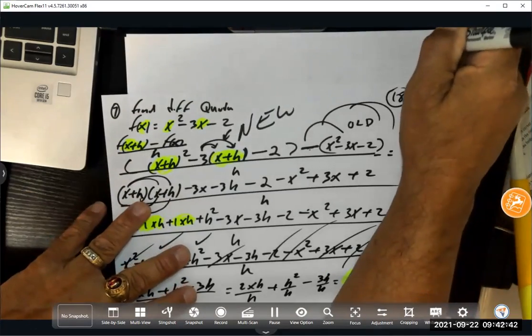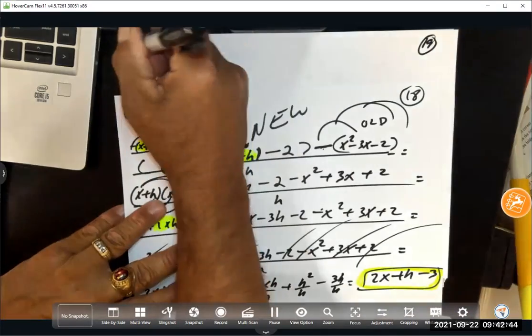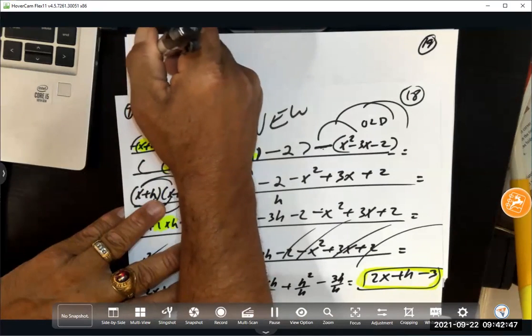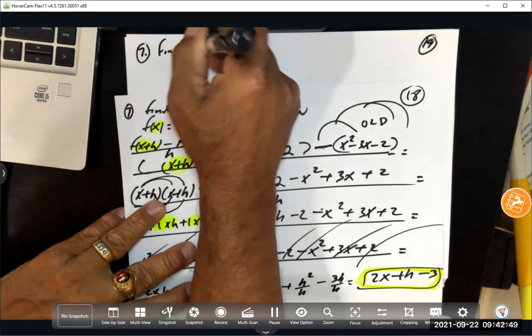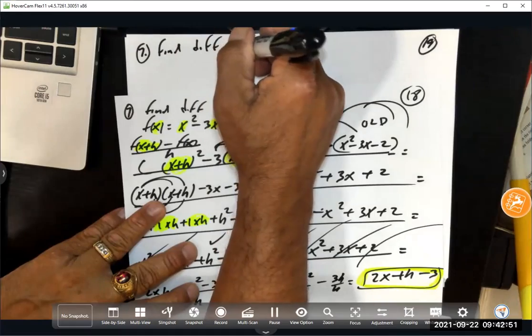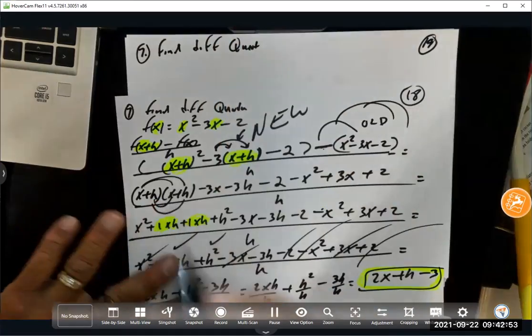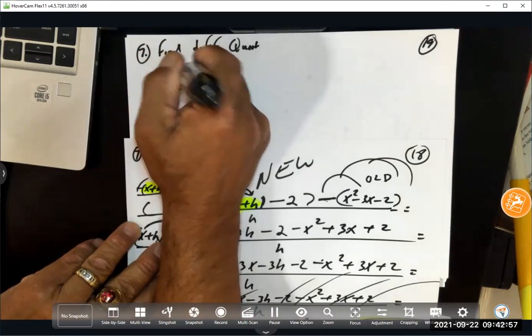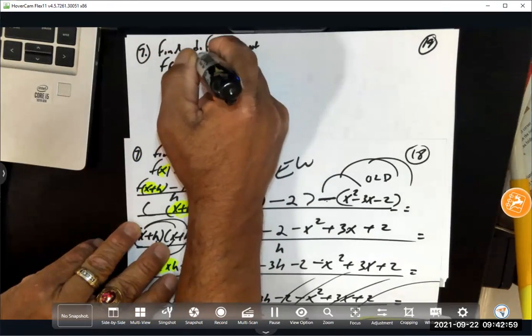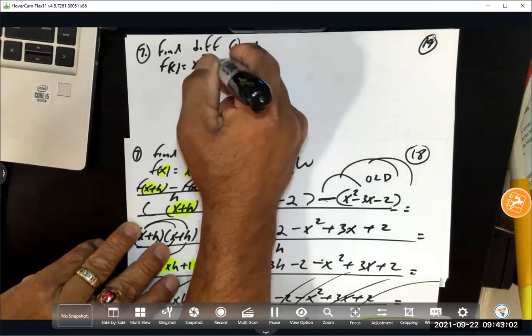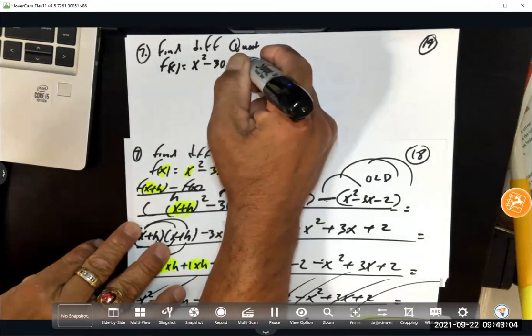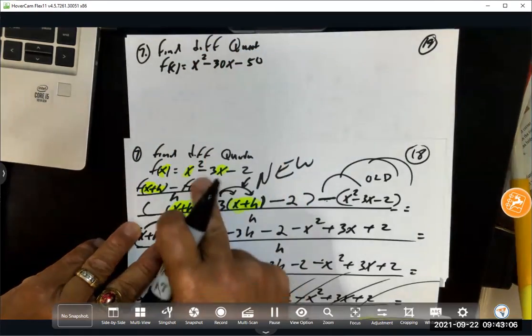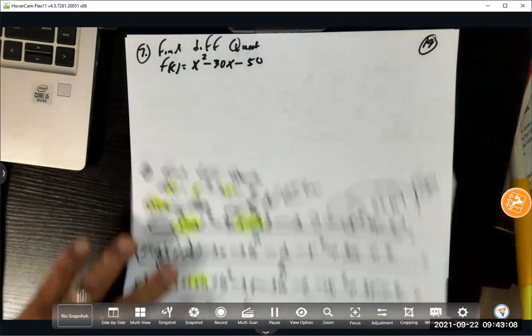Number 19. Find the difference quotient. Okay, good enough. So let's change this to f of x is, let's say, x squared minus 30x minus 50. Instead of these numbers I use big numbers, that's all. But it doesn't matter. It's the same problem.